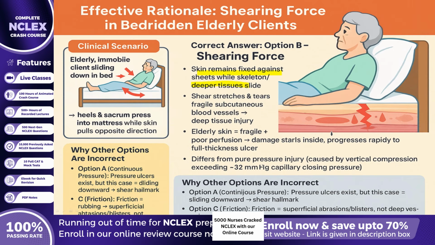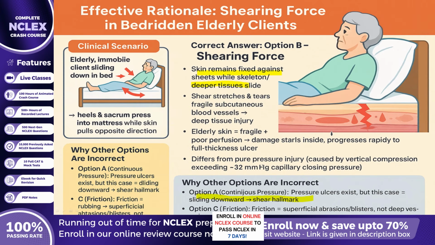Unlike pure pressure injuries, which happen when capillary closing pressure of about 32 millimeters of mercury is exceeded, shear disrupts circulation from inside, making it more insidious. Now, let us break down the incorrect answers. Option A, continuous pressure, is incorrect, because although pressure ulcers are common in immobile patients, the scenario here specifically describes sliding downward, a hallmark of shear, not just vertical compression.